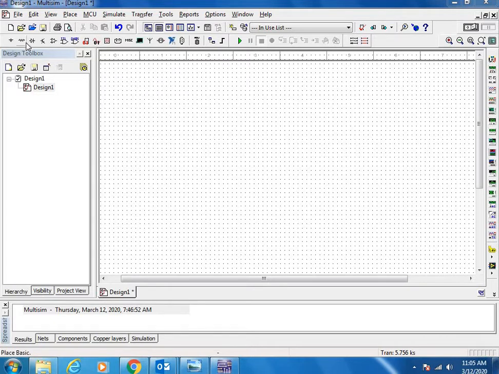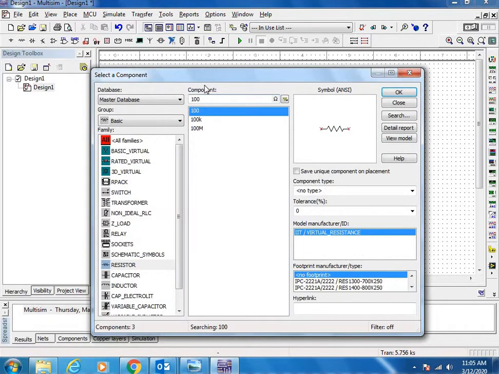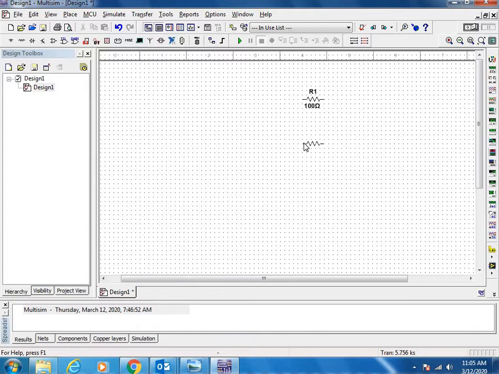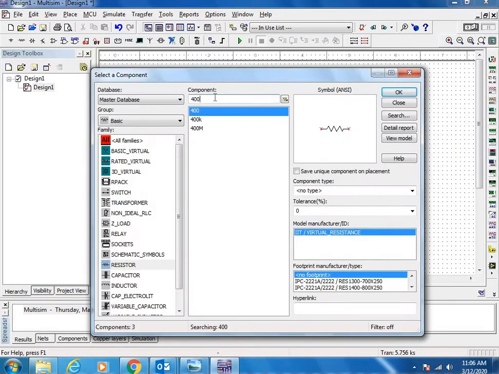To do the parallel connection, choose three different resistors. So select a 100 ohm resistor, a 400 ohm resistor, and a 500 ohm resistor.